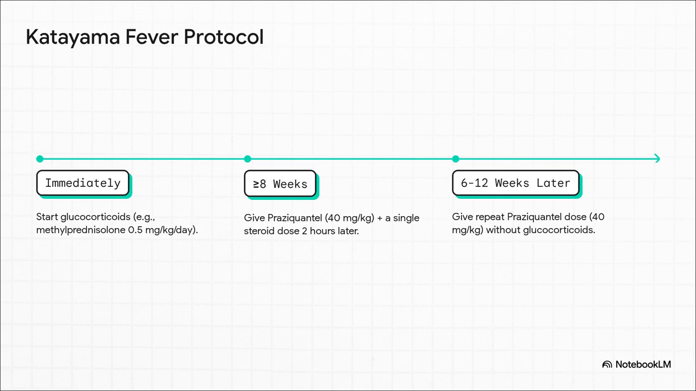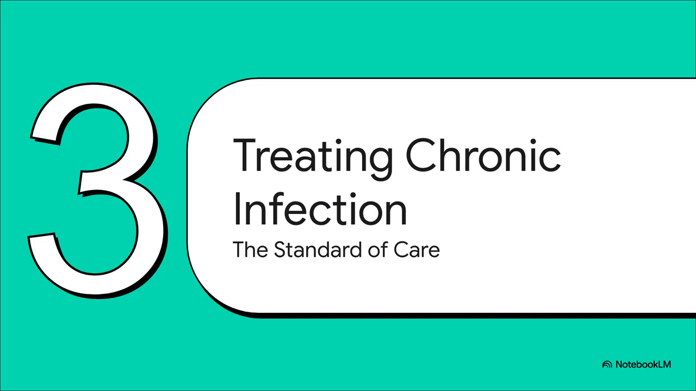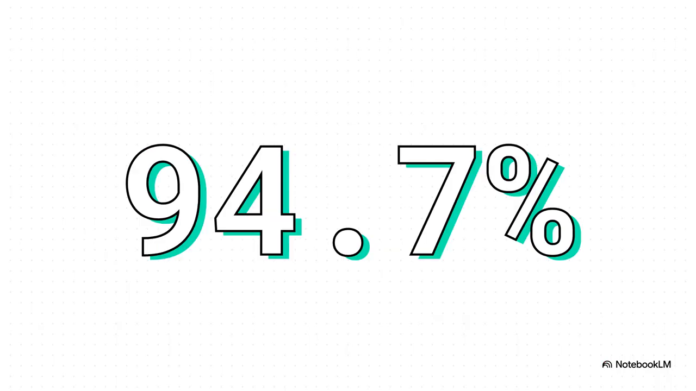Okay, now let's shift gears to what you'll probably see more often, managing a patient with chronic, established schistosomiasis. So here's the good news when it comes to the chronic phase. Our go-to treatment works really, really well. I mean, look at this. For certain species, a single dose of praziquantel has a cure rate of nearly 95%. That's huge. That number should give you a ton of confidence right off the bat.